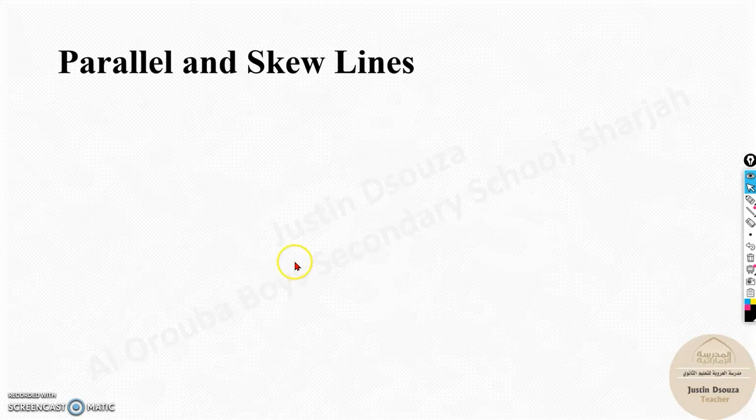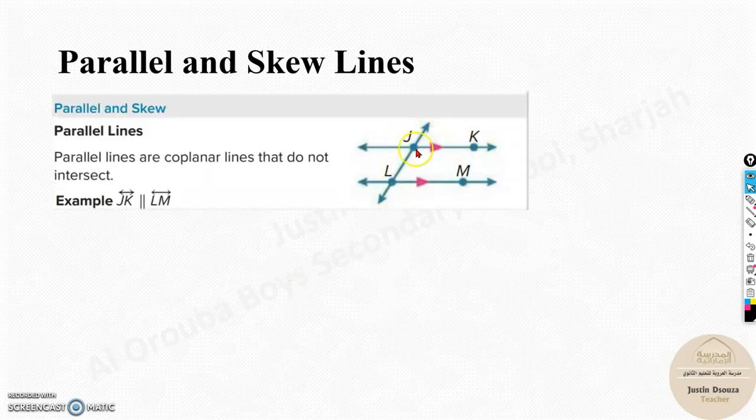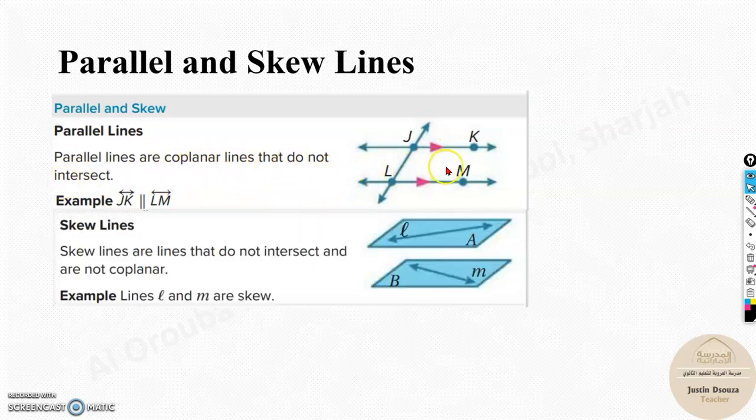Parallel and skew lines. As you can see over here, there are two horizontal lines and one slant line. Parallel lines can never intersect each other. For example, over here, the lines JK and LM have the same slope but different y-intercept. They will never touch each other. So these are parallel lines. They're coplanar lines that do not intersect.